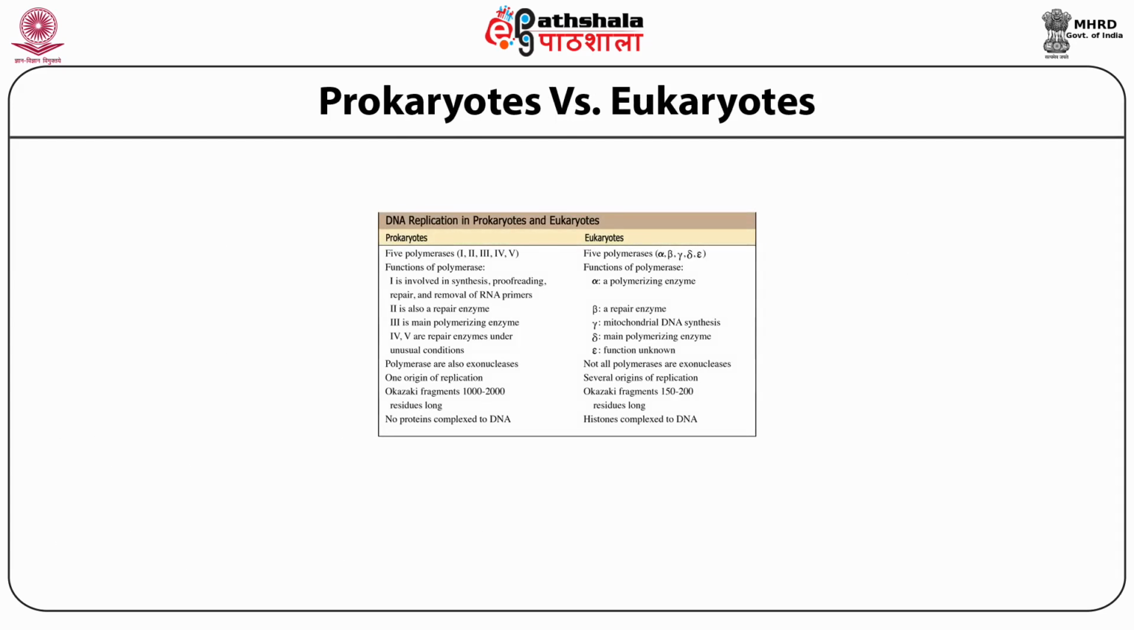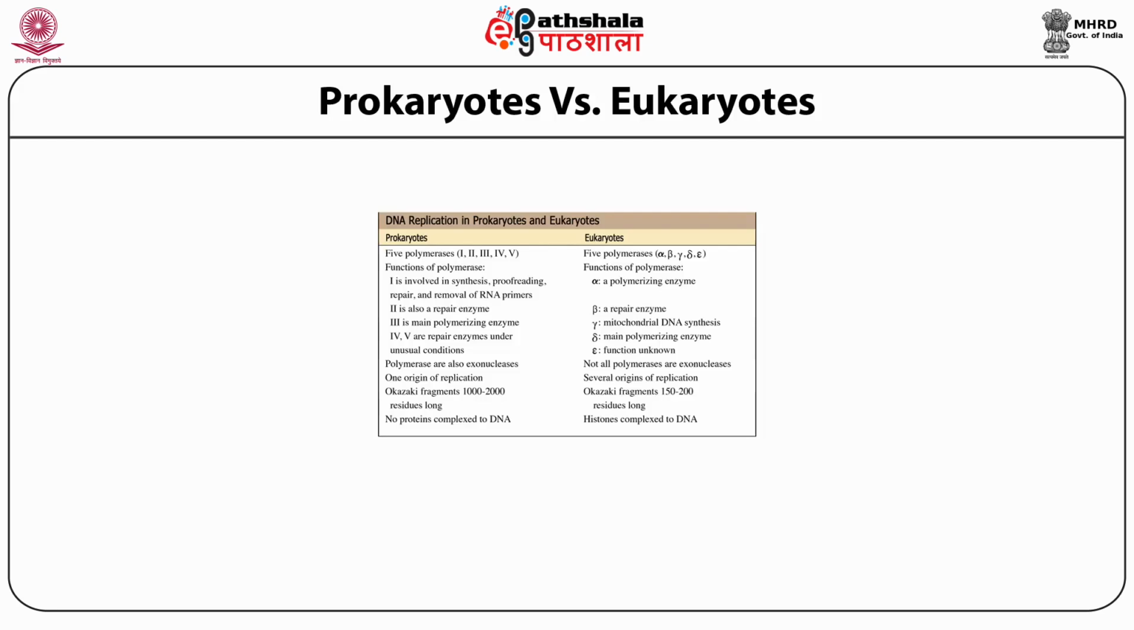Now, this is another difference between prokaryotic and eukaryotic replication. Prokaryotes have 5 polymerases, DNA polymerase 1, 2, 3, 4 and 5. 4 and 5 are not well characterized. Eukaryotes have around 15, 5 of them well characterized: alpha, beta, gamma, delta and epsilon.